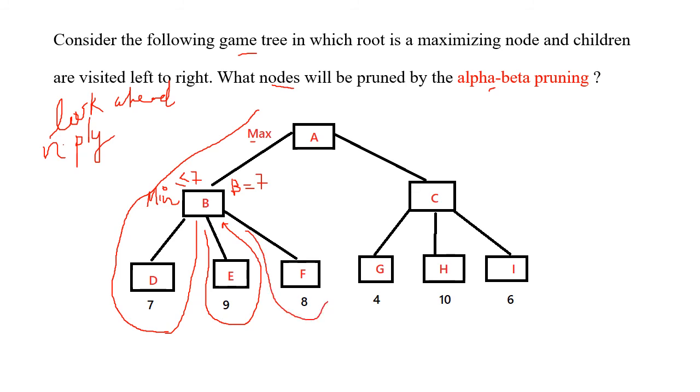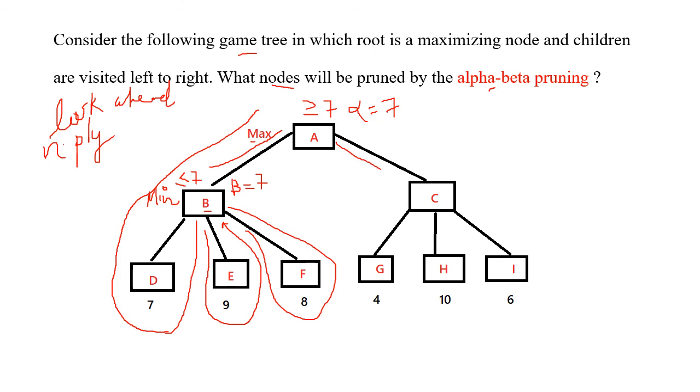Continue traversing. The value 8 is given back. At this point, the best value of this min player B is 7. So beta is 7. That value 7 is given back to A. Since A is a max player, A expects a value greater than or equal to 7. So the best value at this moment for this max player is 7.